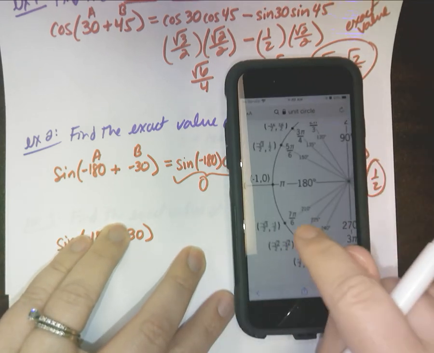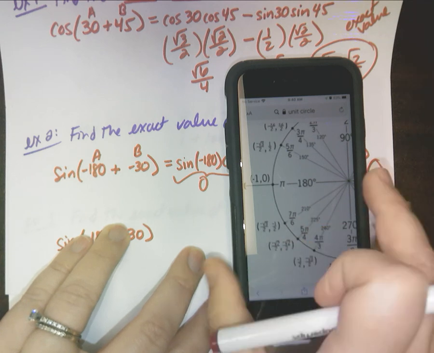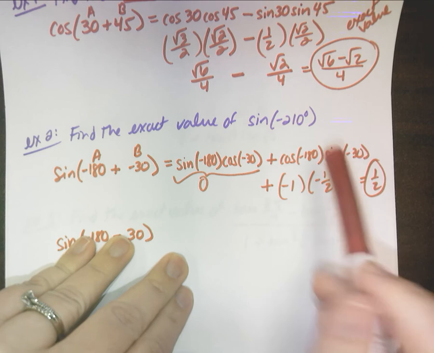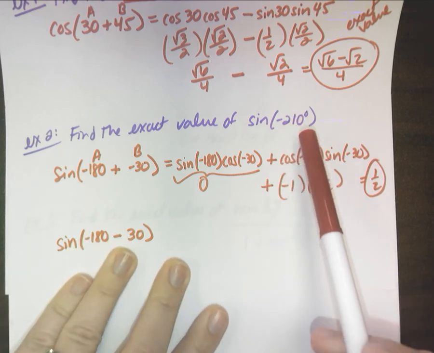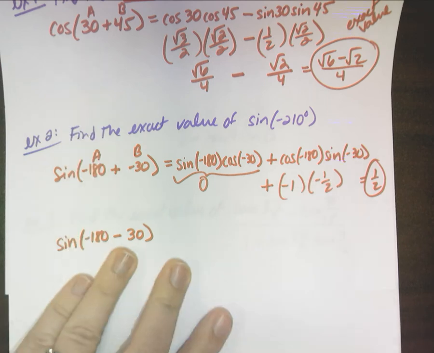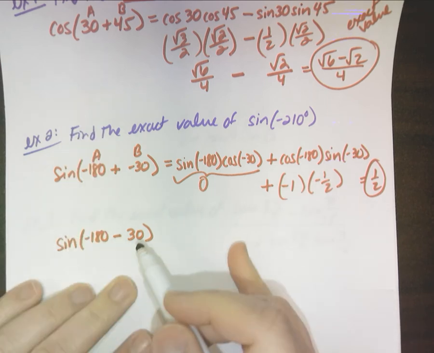Could you have just done this on your unit circle? Yeah, look, 210. You could have gone negative 210 right here. And if that happens on homework tonight, you are more than able to go on your unit circle. You're like, I know how to find sine of negative 210. Just wanted to show you that the formula still works. But let's do it this way real quick.